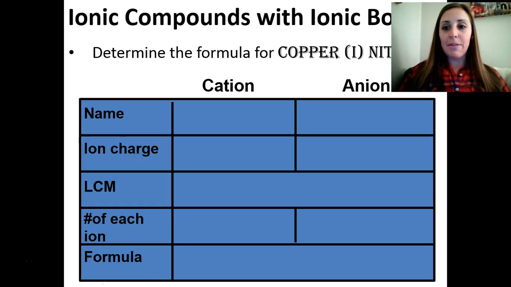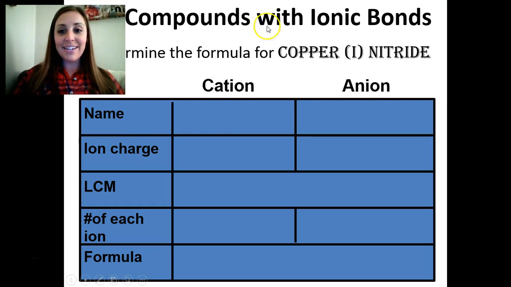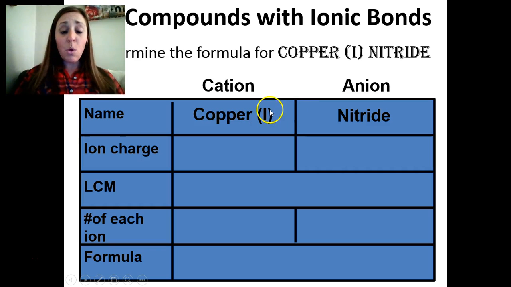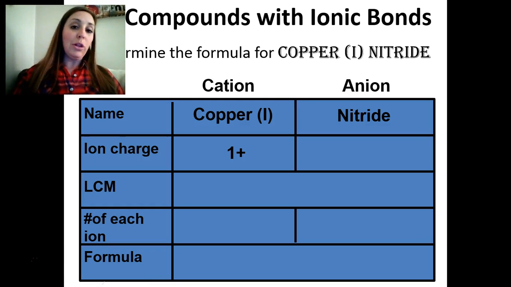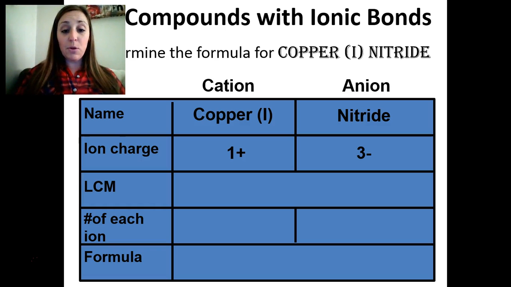All right, so how about this one? Copper 1 nitride. Notice "-ide", so I know this isn't a polyatomic ion because it ends in "-ide". So copper 1, that's my cation. Nitride is my anion. Well, what charge is on copper 1? It's right there for you, +1. Nitride is nitrogen, so you have to look at it on the periodic table. Nitrogen has 5 valence electrons, so is it easier to lose 5 or gain 3? Gain 3, so 3-. What's the least common multiple for 1 and 3? That's going to give you 3.